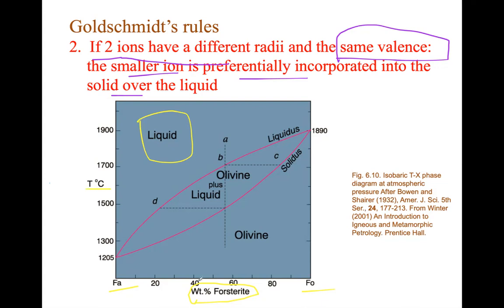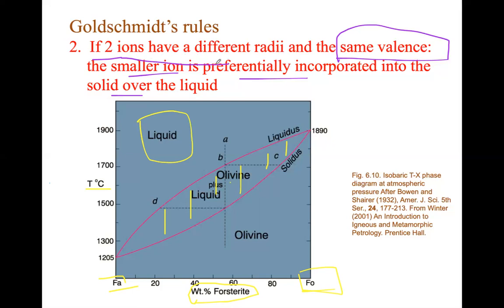During this crystallization, the magnesium and iron ratios are also different in the system. If you take this region, you have both liquid and olivine, that means both solid and liquid. Two phases are there. So in this type of situation, definitely you have two phases, liquid and solid.